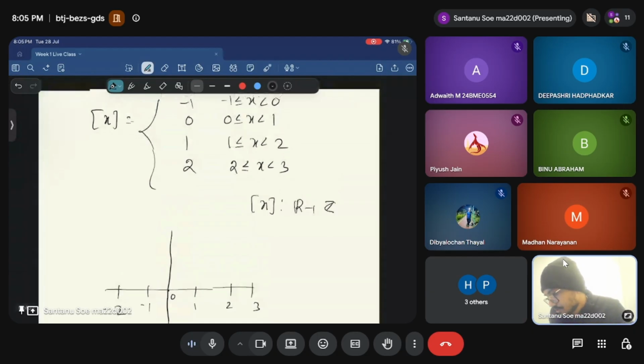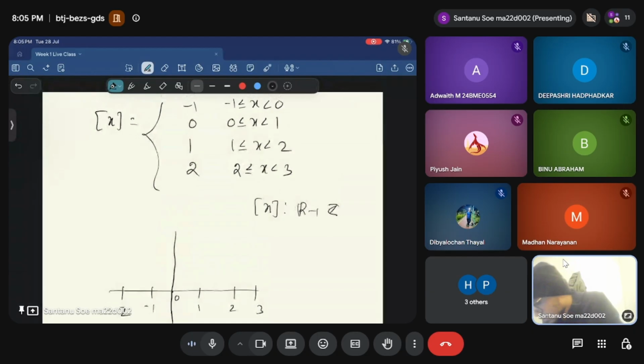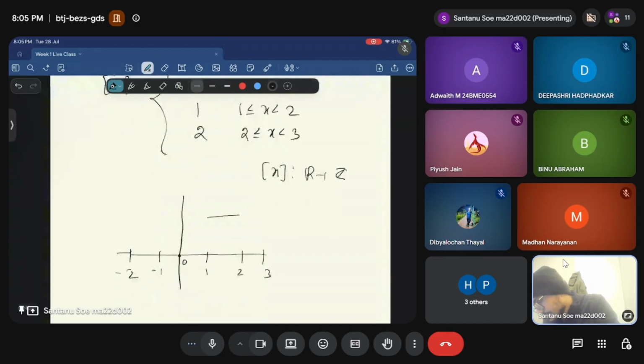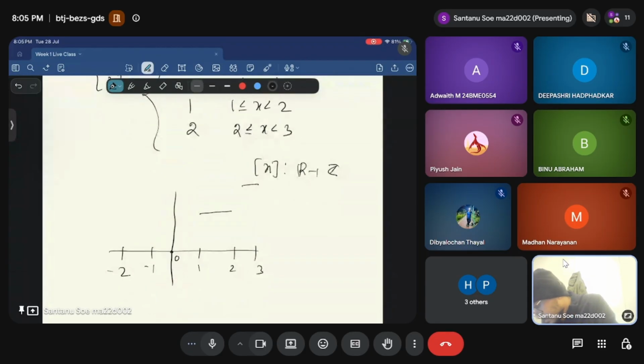So now you see between 0 and 1 it is always 0, correct? So this will be the point somewhere here. And if you take between 1 and 2, it is always going to be 1, correct? So this is going to be somewhere here, and then again here, and then again somewhere here. So this is like a step, right? Is it clear? So this will be the graph of the box function.